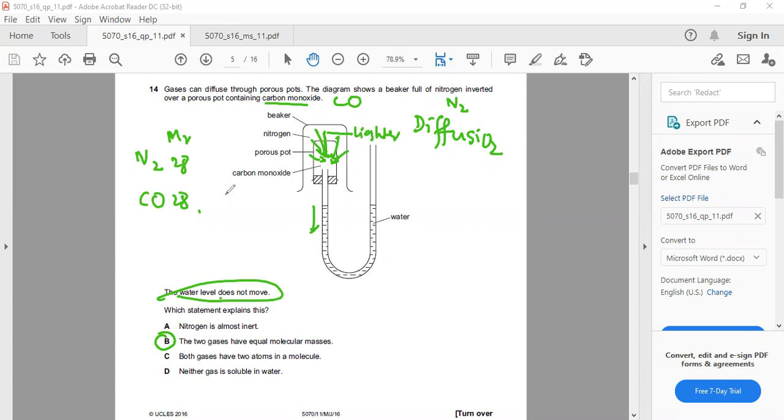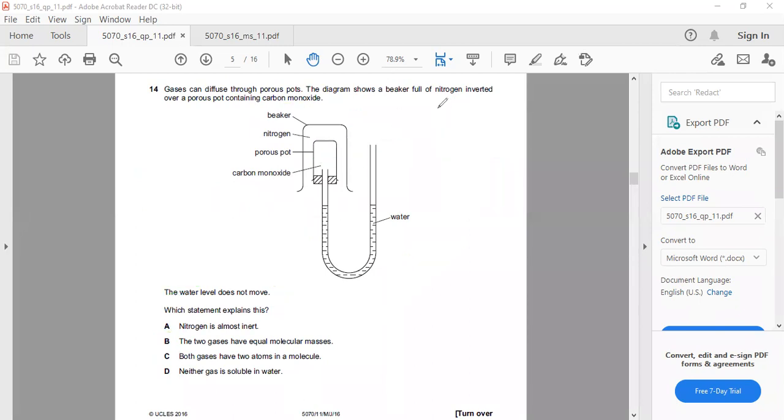So rate of diffusion is inversely proportional to the MR of the compound. Okay. So if they have equal masses, there will be no change in the pressure inside and there will be no change in the water level. If it were hydrogen here and carbon monoxide inside, then hydrogen diffuses faster, pressure increases, then this would decrease and this would increase level. Okay.